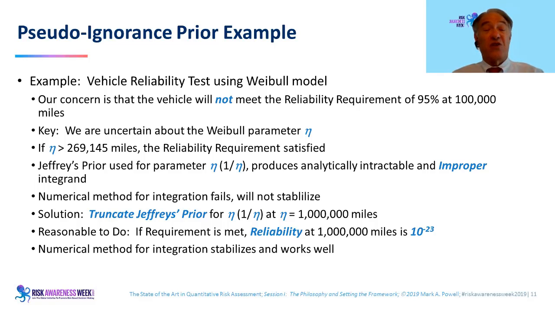Well, it turns out in this particular case, even with this exaggerated truncation, which now gives us a proper integral and a proper integrand, the numerical method stabilizes, gives us a probability. Sure, we got an error out there in the 10 to the minus 23 range, but I don't think that's going to affect anybody. Even in a really serious safety situation, you're not going to be worried about an error on the order of 10 to the minus 23. So this is an example of using a pseudo-ignorance prior.